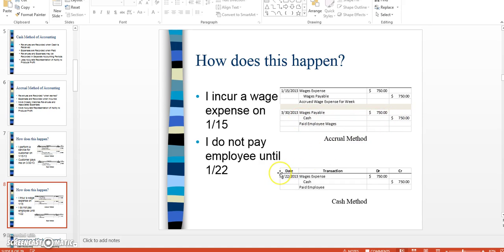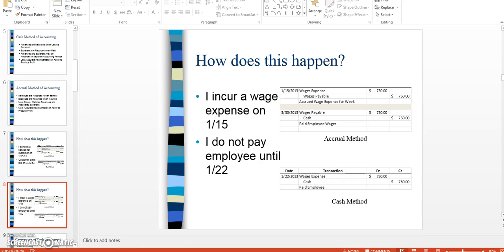In the cash method, we're only recognizing expenses when cash changes hands, so we do not recognize or allocate that expense in a different period. If that's when it was incurred, we're only going to recognize it at the point of payment. So in the cash method on January 22nd, we recognize a wage expense and we recognize the decrease in cash associated with that wage expense.